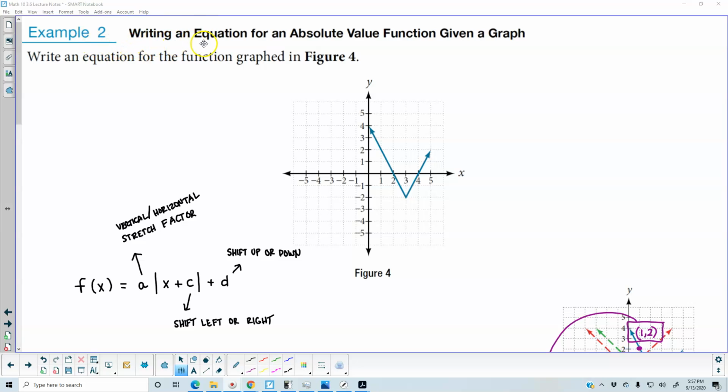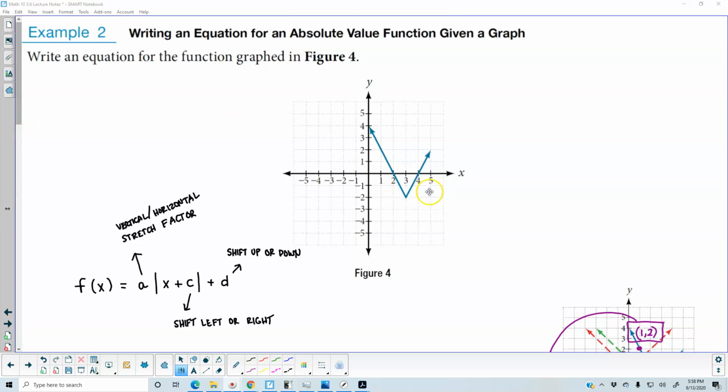Example 2, writing an equation for an absolute value function given a graph. So we want to write an equation for the function graphed here. Now, what we need to do is write down the form for an absolute value function. Well, we know that f of x is equal to a, where a represents a vertical or horizontal stretch factor, times the absolute value of x plus c, where c tells us whether we shift left or right, plus d, which tells us we either shift up or down.